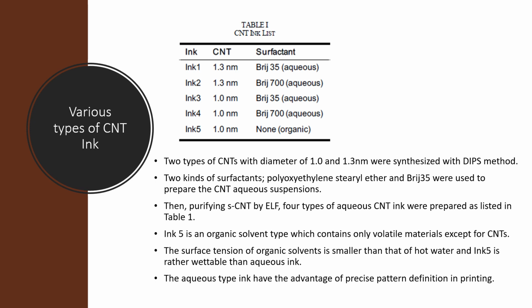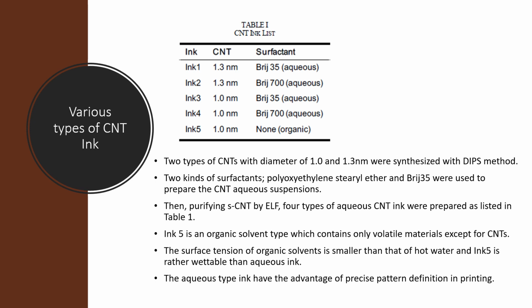Two types of CNTs with diameters of 1 and 1.3 nanometers were synthesized by the DIPS method. Two kinds of surfactants, polyoxyethylene stearyl ether and Brij 35, were also used to prepare the CNT aqueous suspensions. Then, after purifying semiconducting CNTs by ELF, four types of aqueous CNT ink were prepared as listed in table 1. The aqueous CNT inks have enough surface tension to form a stable droplet on the solid surface.